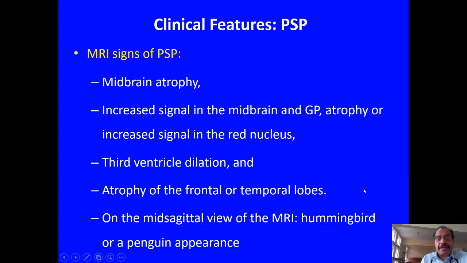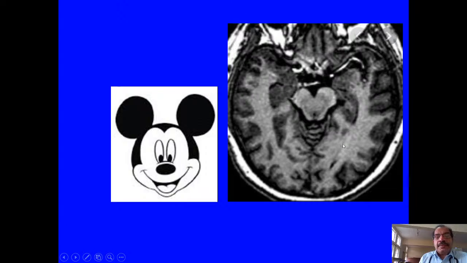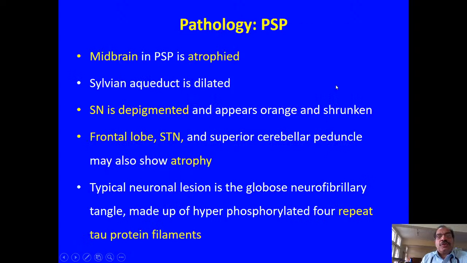And if you take the sagittal cut, you may see a special appearance of the midbrain, what is called the hummingbird sign. So it is like this. You can see this part looks very narrow, like the beak, and the lower part is not atrophied. So this midbrain atrophy gives the hummingbird appearance. And because of atrophy of the basal ganglia, this third ventricle will be dilated. Okay. And also, if you take the axial cut, this part of the midbrain will be more prominent, like the eyes of the Mickey Mouse. So what is the basic pathology?